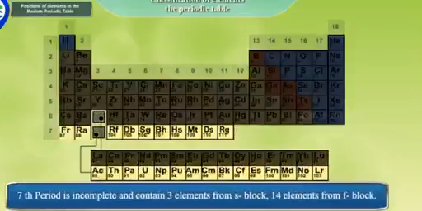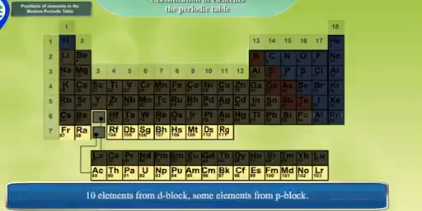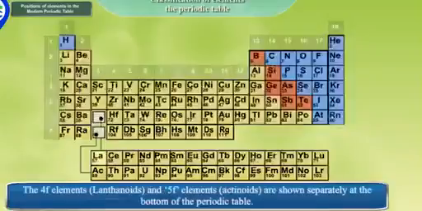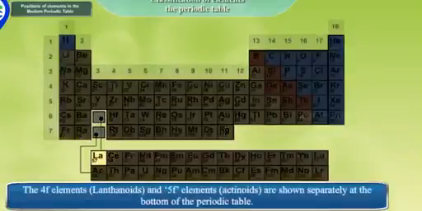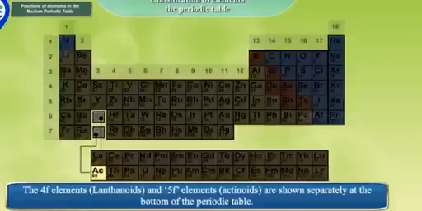The seventh period is incomplete and contains 3 elements from the s-block, 14 elements from the f-block, 10 elements from the d-block, and some elements from the p-block. The 4f elements, that is lanthanoids, and 5f elements, actinoids, are shown separately at the bottom of the periodic table.